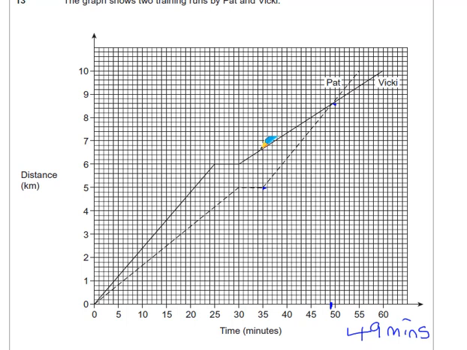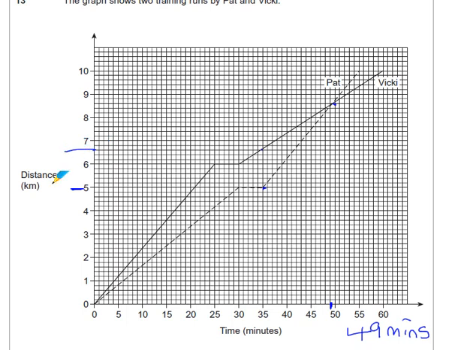So, we know that Pat stops at 5 kilometres. And she starts going again, and at that time Vicky is at that point, which is 1, 2, 3 squares above 6. So 6, 1, 2, 3 squares above. So now we need to find out what that value is.